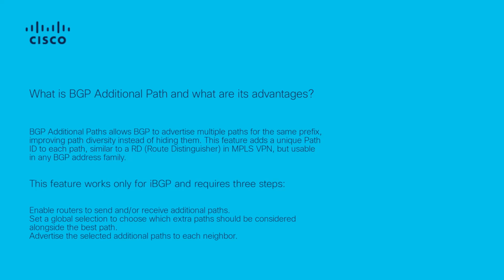1. Enable routers to send and/or receive additional paths. 2. Set a global selection to choose which extra paths should be considered alongside the best path. 3. Advertise the selected additional paths to each neighbor.